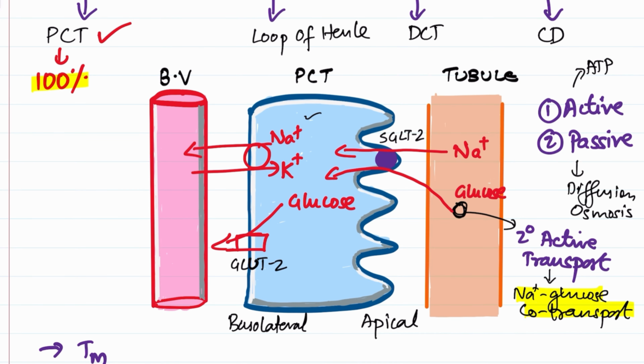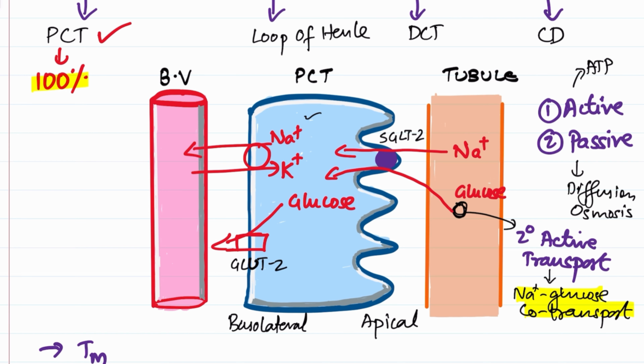Now, we said that 100% of glucose is absorbed, right? What that also means is that there should not be any glucose in the urine, because it's completely reabsorbed. So if glucose is found in the urine, it indicates that there is some pathology in our body. Now, what could it be due to? It could be due to some defect in the reabsorption, because 100% should have been reabsorbed, but in some pathological condition, we are not able to reabsorb 100% of glucose.